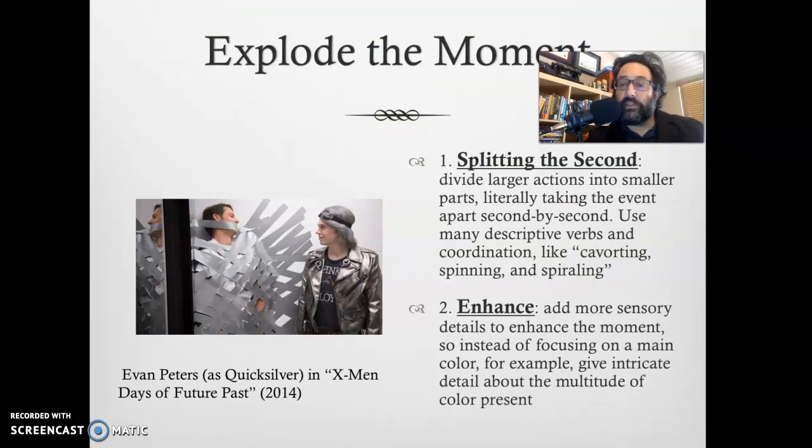When we split the second is when we divide larger actions into smaller parts, literally taking the event apart second by second. The technique there is that you want to use as many descriptive verbs as you can in essentially what you might know as a list or parallel structure, or what you might also know in this case as coordination, using INGs like cavorting, spinning, spiraling, using different types of descriptive words that explain the motion in different ways.